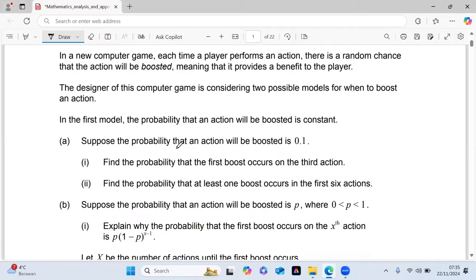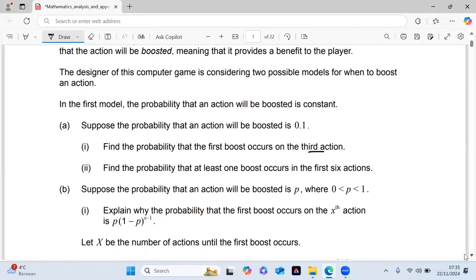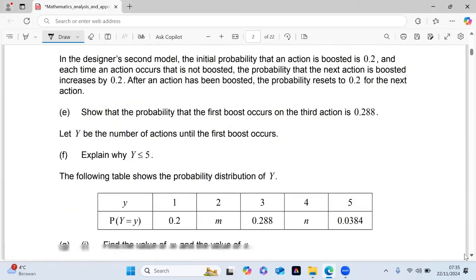In the first model, the probability that an action will be boosted is constant. Suppose the probability that an action will be boosted is 0.1. It means if not boosted, 1 minus 0.1, 0.9. Find the probability that the first boost occurs on the third action.